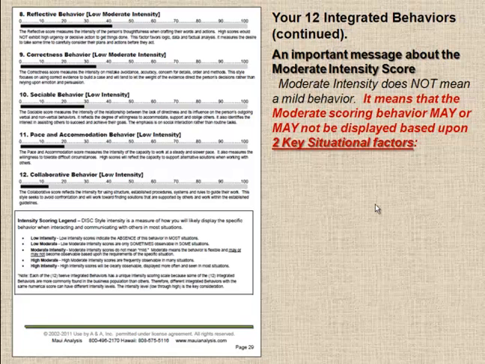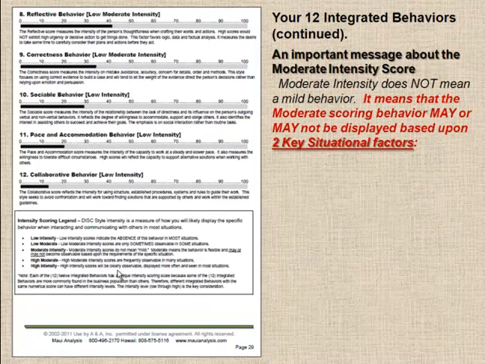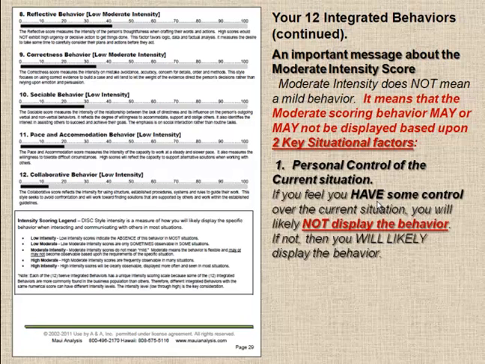Now, there's one other important point about intensity. You're going to notice that there are some scores that have a moderate intensity. Let's back up a page. You'll notice that there are 2 of them here, persistence and the perceptive behavior, that have moderate intensity. That does not mean that it is a middle of the road, moderate, mild behavior. It means that if it is a moderate score, this behavior may or may not be displayed based upon two important considerations.